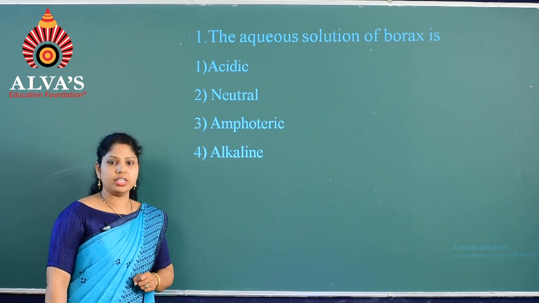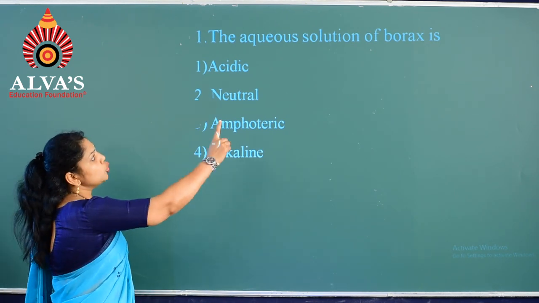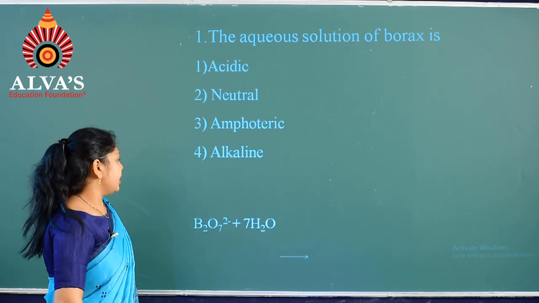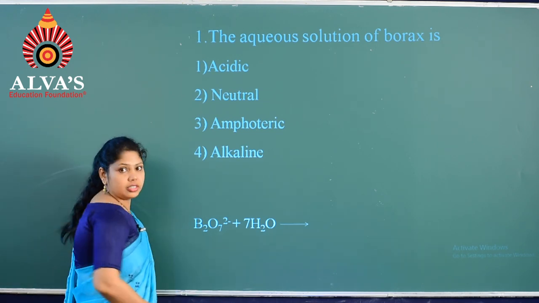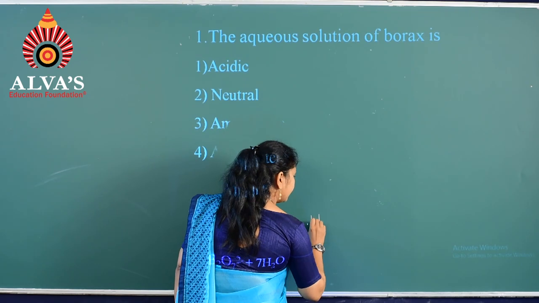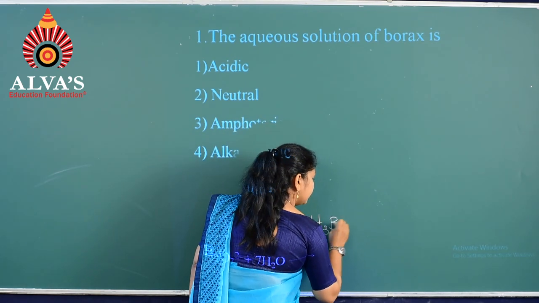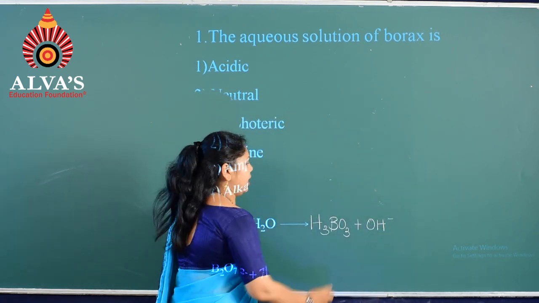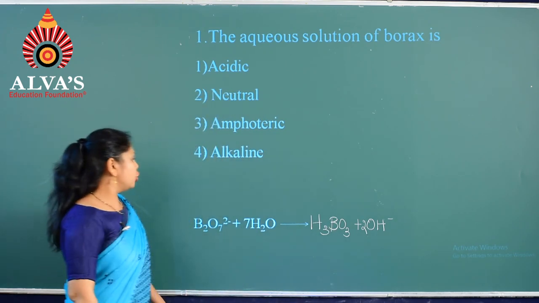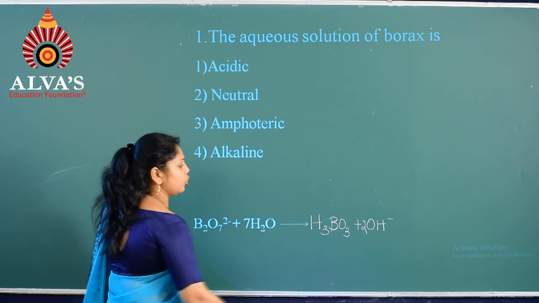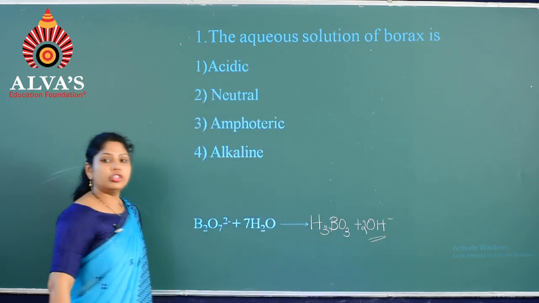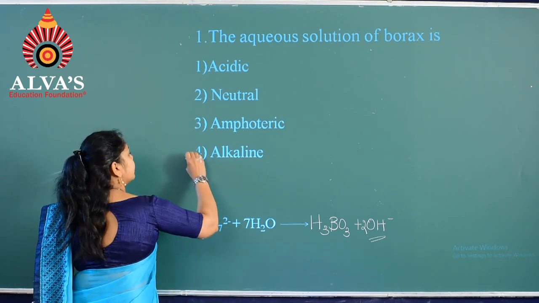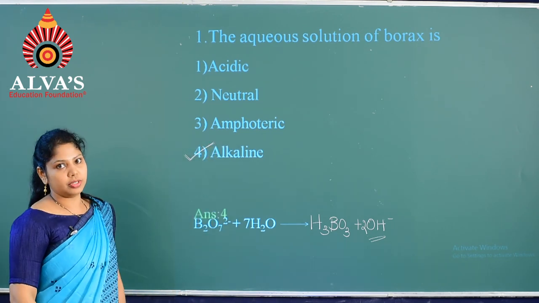Let's start with a question. Question number 1. Aqueous solution of borax is acidic, neutral, amphoteric or alkaline. When borax is treated with water, you are going to get orthoboric acid, H3BO3 and OH minus ions. So, we will balance the equation. You are going to get the OH minus ions. Due to the formation of the OH minus ions, the solution is alkaline in nature. Hence, the correct option is option number 4.